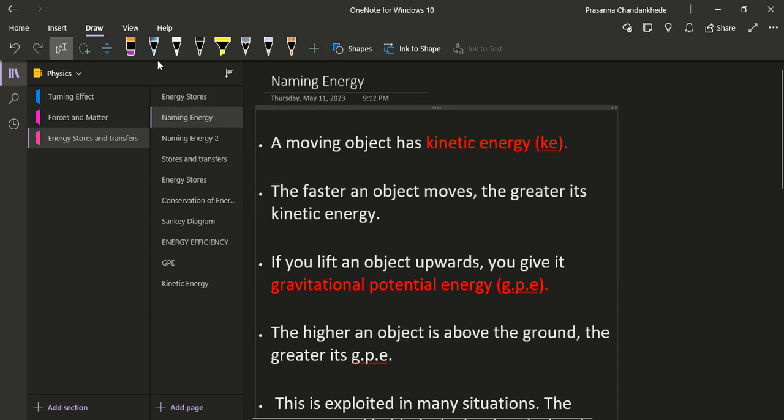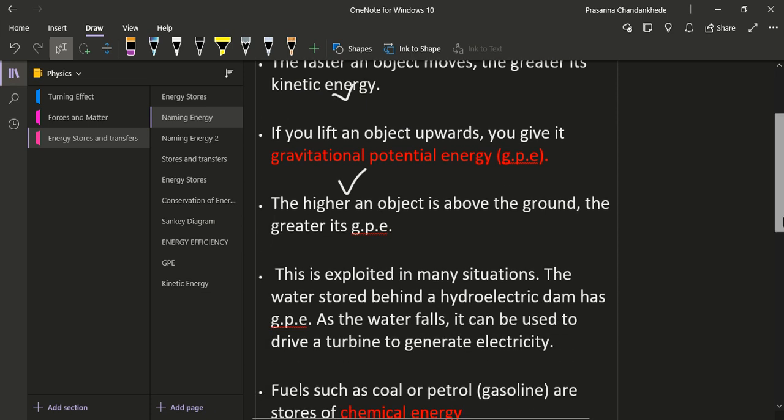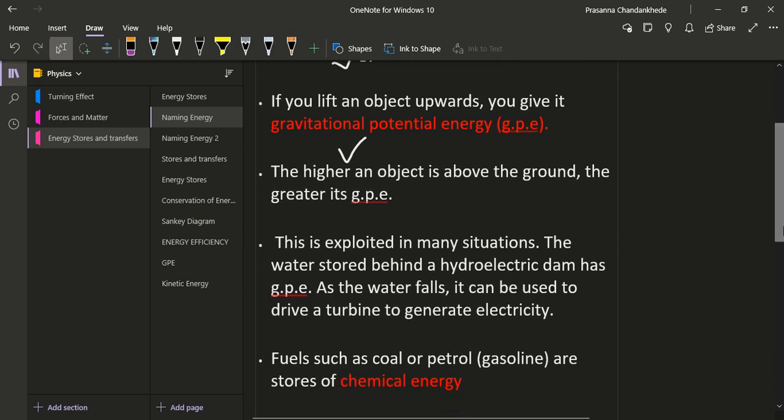Naming energy. A moving object has kinetic energy, KE. The faster an object moves, the greater its kinetic energy. If you lift an object upwards, you give it gravitational potential energy, which is also known as GPE. The higher an object is above the ground, the greater its GPE. This is exploited in many situations. The water stored behind a hydroelectric dam has GPE. As the water falls, it can be used to drive a turbine to generate electricity.